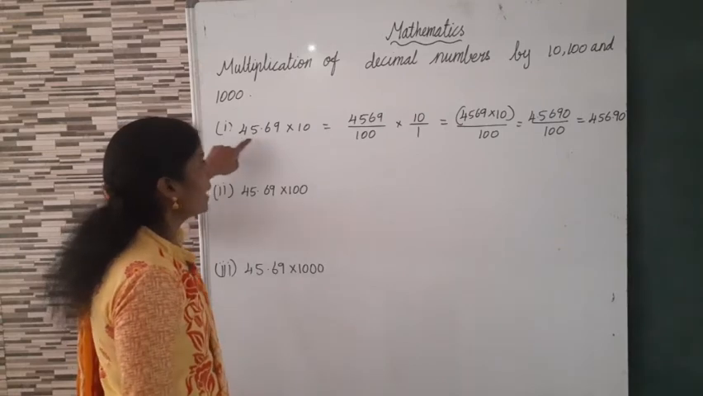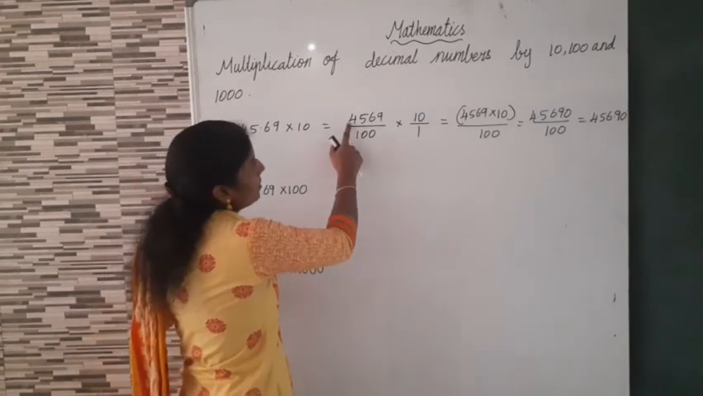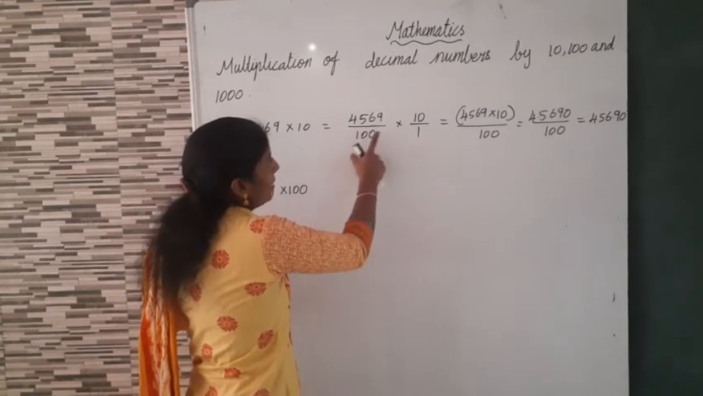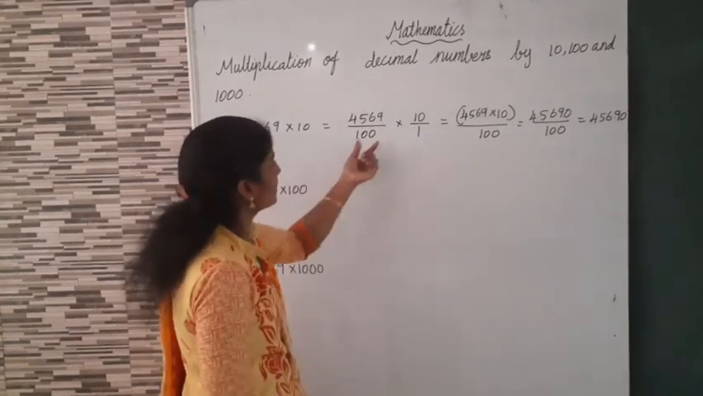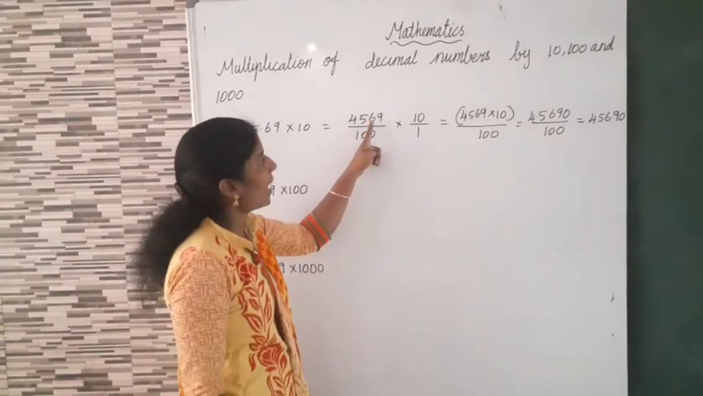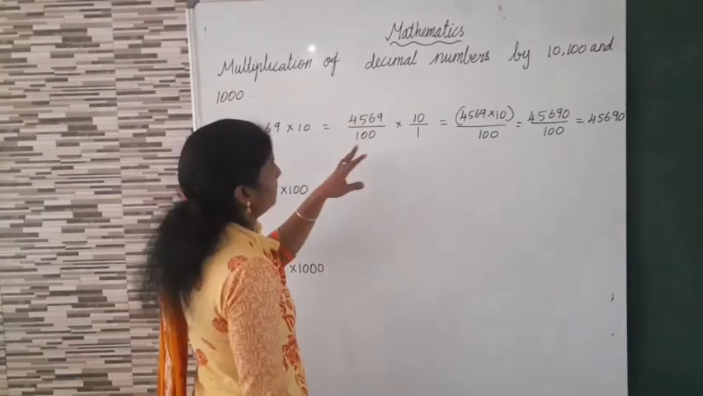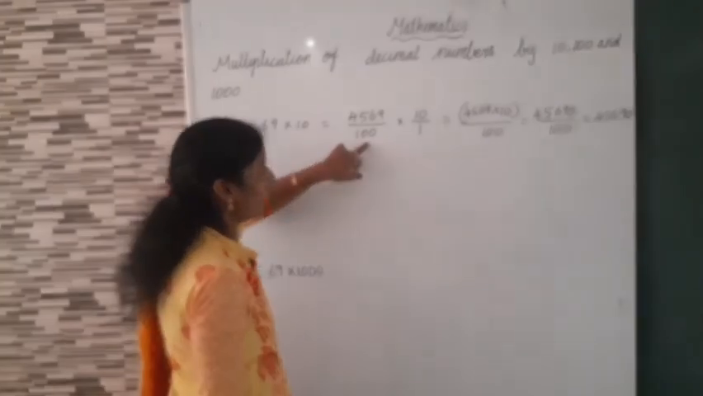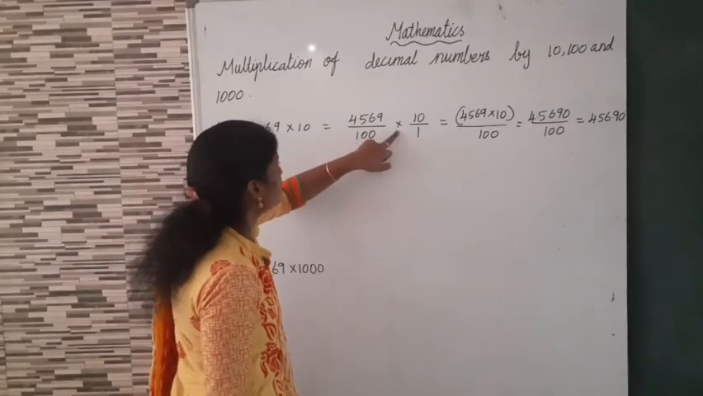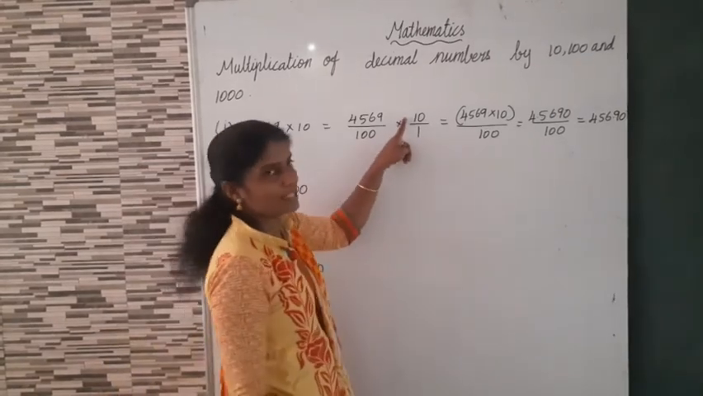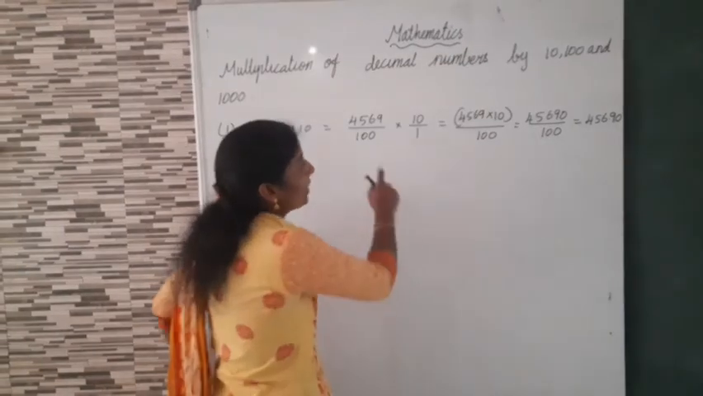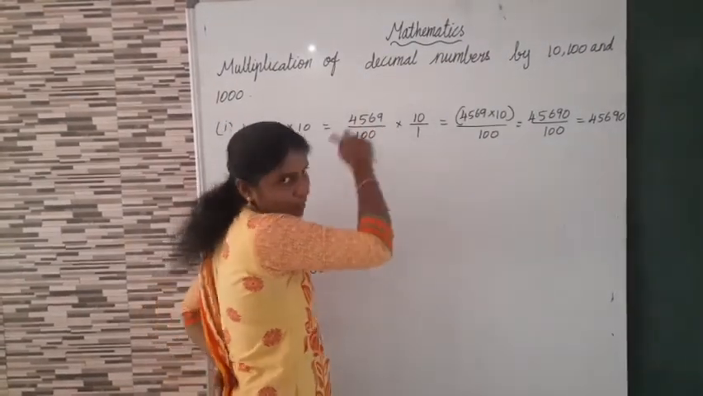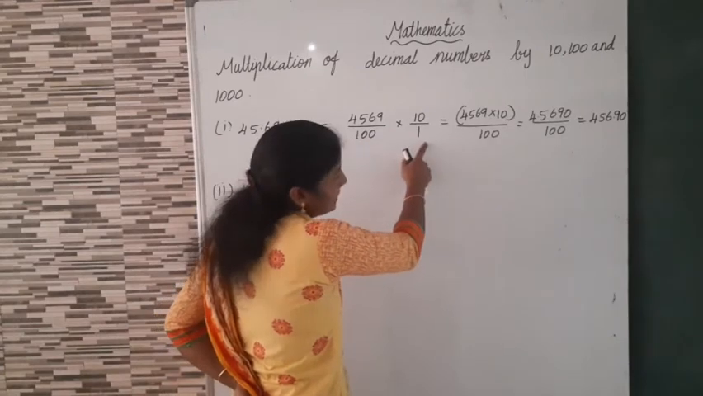4569 divided by 100, isn't it? So 4569 divided by 100. What is the decimal form? 45.69, isn't it? Here 2 means we can put the point after 2 places, isn't it? Okay. Now we can write 4569 divided by 100 in the fractional form into 10. Into 10, 10 is a numerator. What is the denominator? Denominator is 1. Okay. Now we can multiply numerator as its numerator and denominator as its denominator.